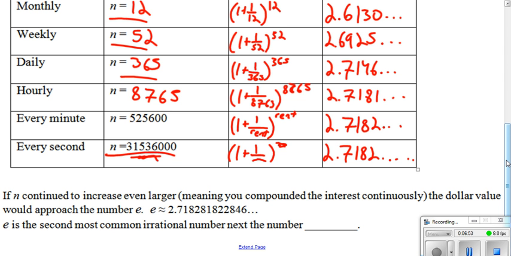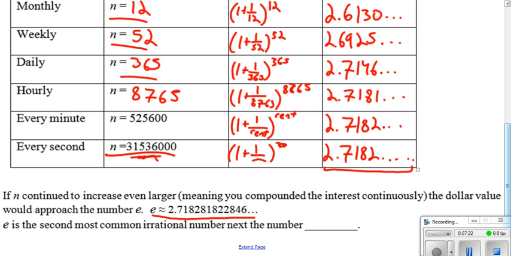So if n continued to increase even larger, meaning you had them check your account more and more throughout the year, let's say they checked it literally every single moment, so checking it continuously, then this number over here would approach e. e is this number here. It is considered an irrational number, and it's also considered the natural growth number.